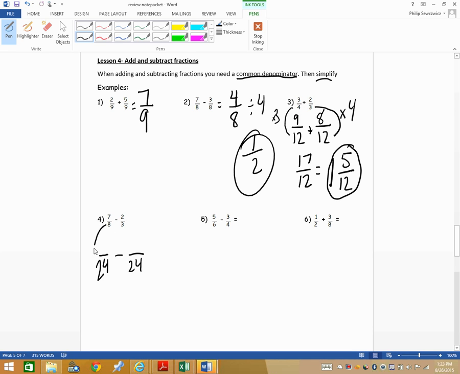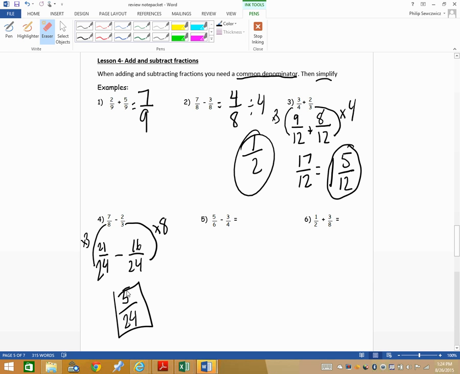So what do we multiply 8 by to get to 24? Well, we multiply it by 3. So that's what we multiply the numerator by. So 7 times 3 is 21. And over here, 3 times what is 24? Well, 3 times 8 is 24. So 2 times 8, hello, 16. Now I can go ahead and subtract. 21 minus 16 is? Yes, hello, 5. And then remember we keep the denominator the same, so it is simply 5/24.